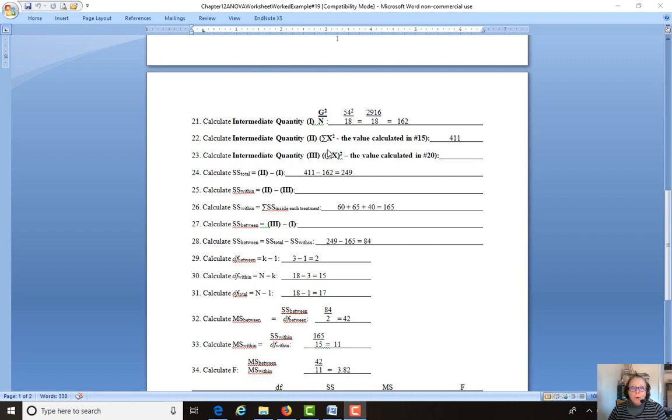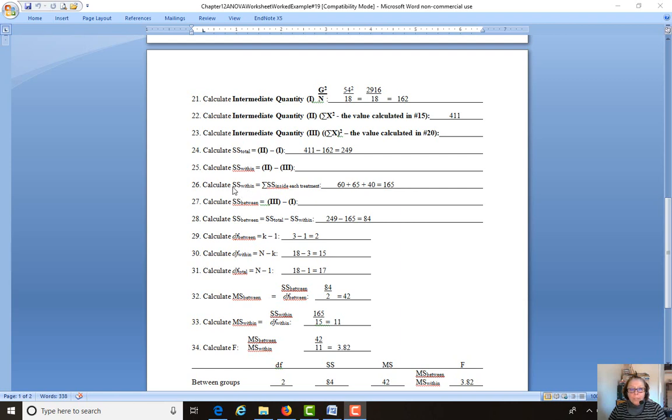So for our intermediate quantities, we have our grand total of 42 and we have our big N of 18. So for intermediate quantity 1, that works out to 162. We know what our intermediate quantity 2 is, which is 411, but we don't have the information yet to calculate intermediate quantity 3. So with what we do have, we can calculate our SS total. Since we don't have 3, we can't calculate SS within the way we did it the first time, but the alternate formula is to calculate SS within by summing the sum of squares values for each treatment.